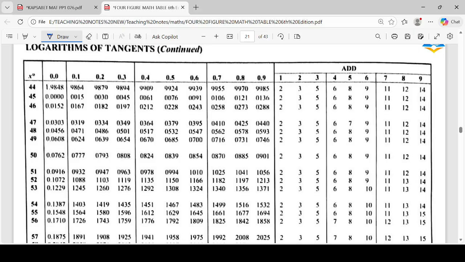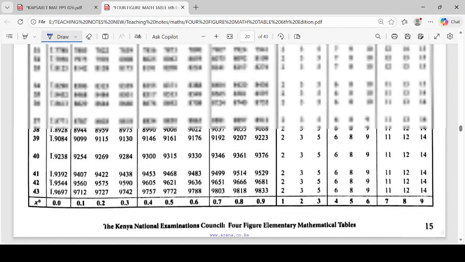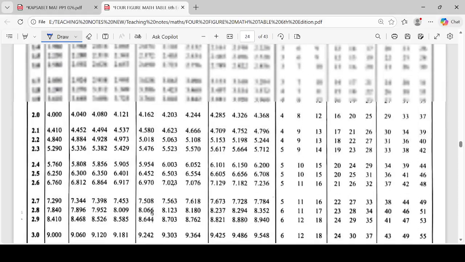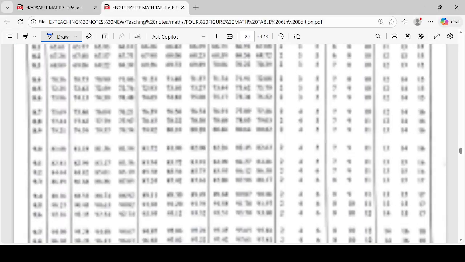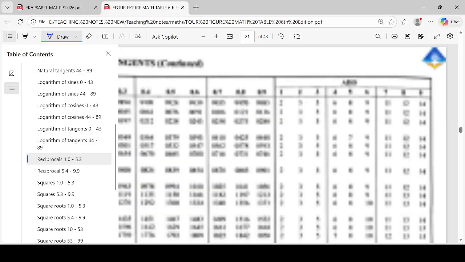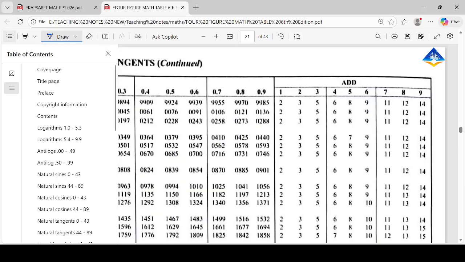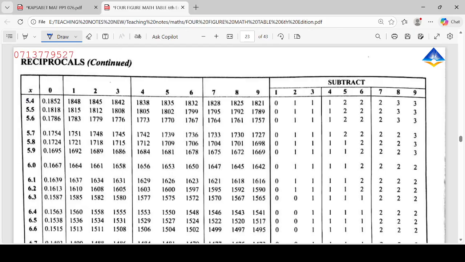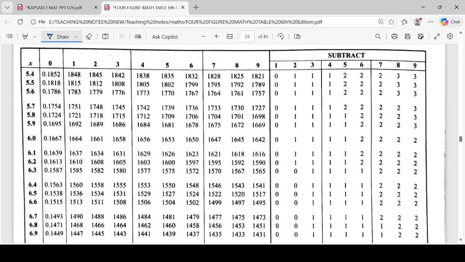Let's see. 6.33. I'm just getting to it. 6.33. I'm very curious. Just a moment. Yes, 6.3, then 3. So 6.3 is here, then 3. We are having 0.1580.